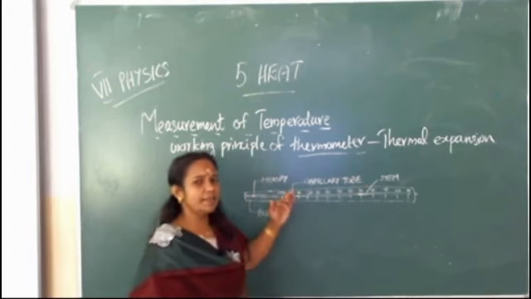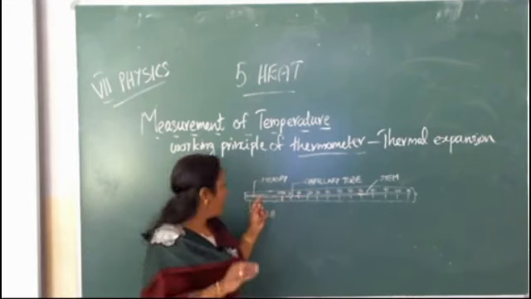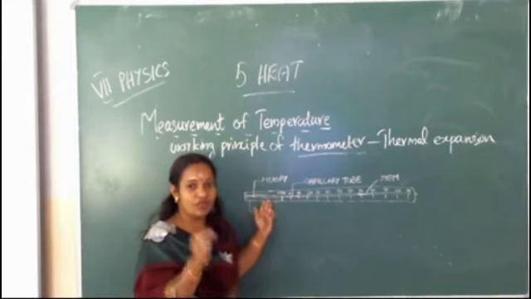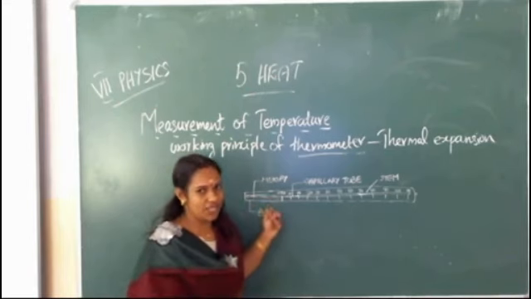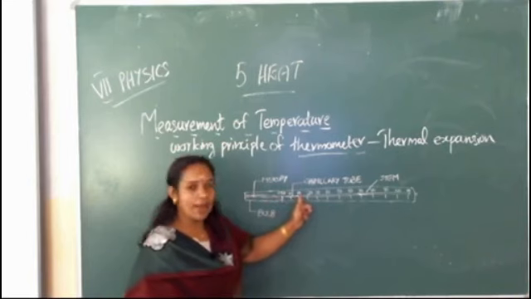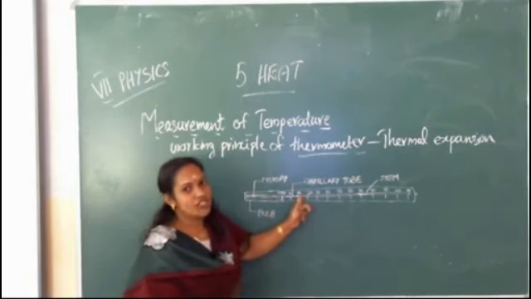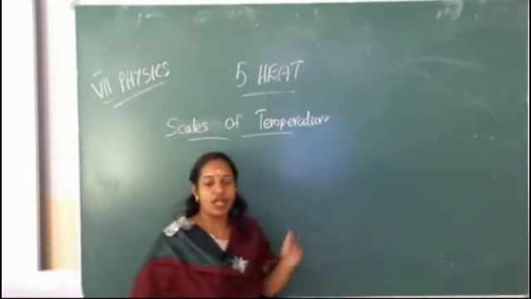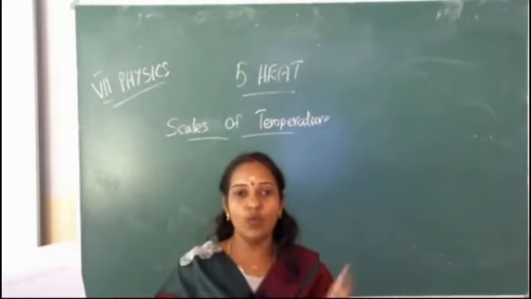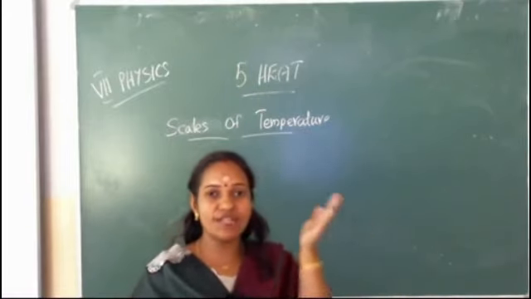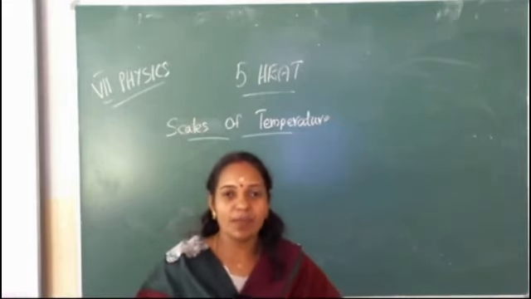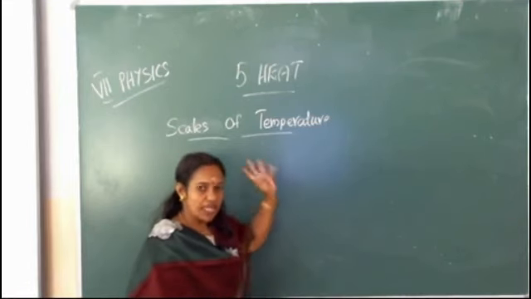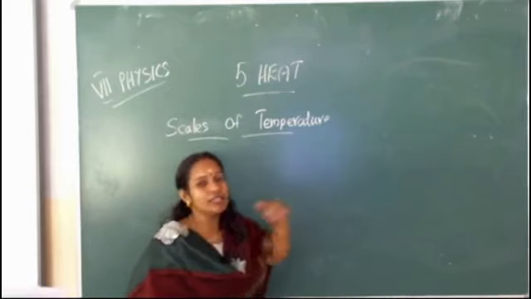How to measure the temperature using a thermometer? You have to place the bulb of the thermometer near the object of which we have to measure the temperature. From the level of mercury in the capillary tube, we can understand the temperature of the object. Next topic is scales of temperature. Already we studied 3 different units of temperature, that are degree Celsius, degree Fahrenheit and Kelvin. Based on that, there are 3 different scales of temperature. They are Celsius scale, Fahrenheit scale and Kelvin scale.